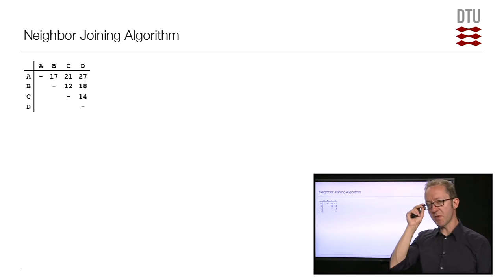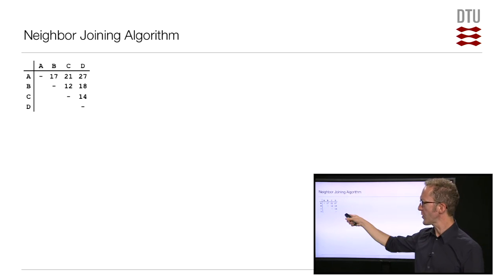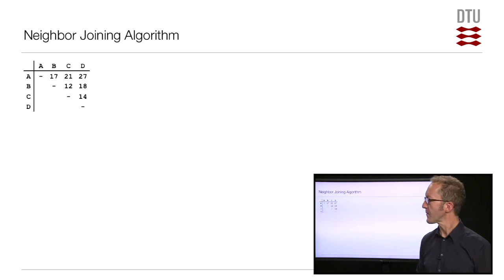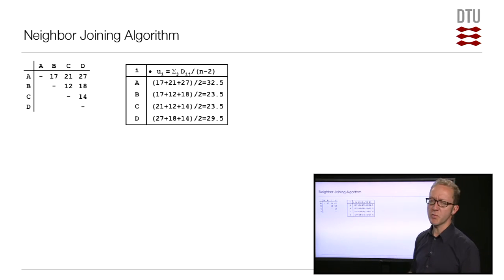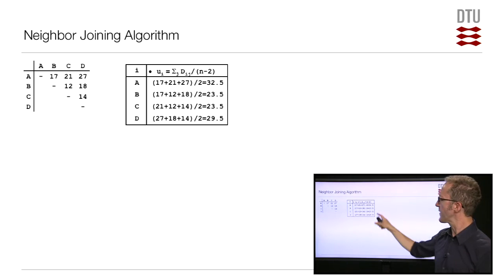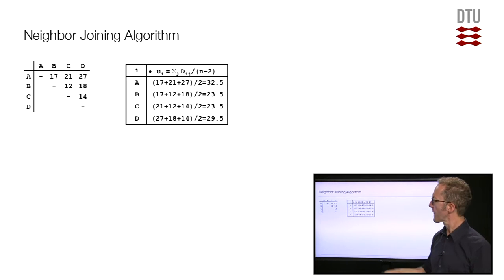Let's say we start with this distance matrix. We have 4 sequences. We have these observed distances. Step number 1 is to compute the value u. So for each node, you take the sum of the distance from your node to the remaining nodes and divide it by n minus 2. In this case, n is 4. We have 4 leaves, so n minus 2 is 2.